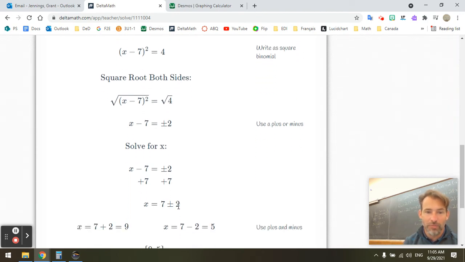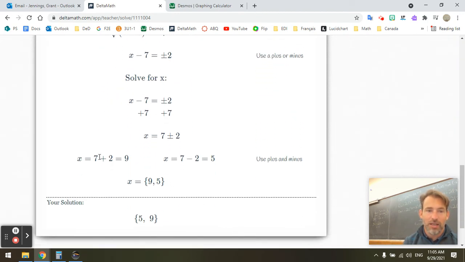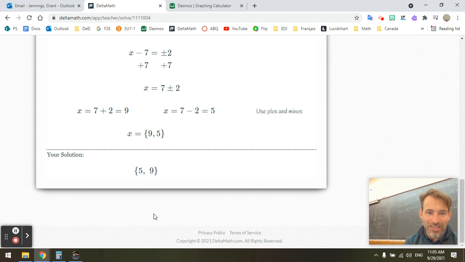Solve for x, add 7 to both sides. X is 9 or x is 5. X equals 9 or 5. Your solution, 5 or 9. Okay, cool. So that's how you do those.